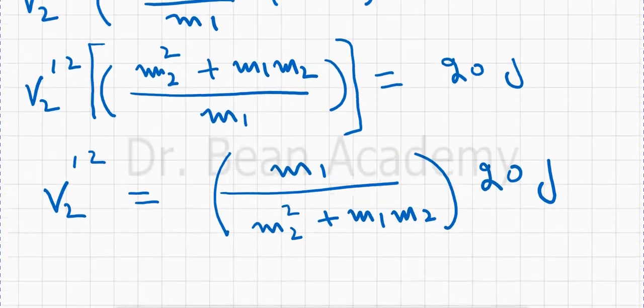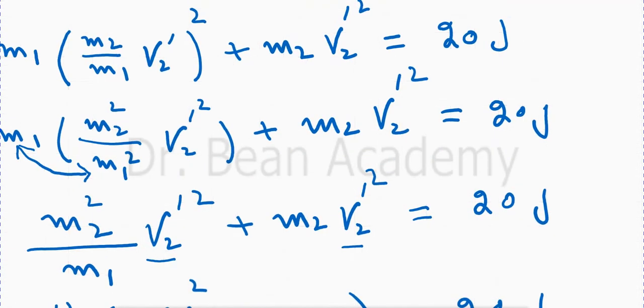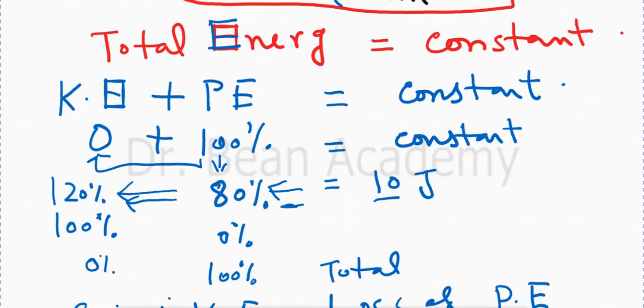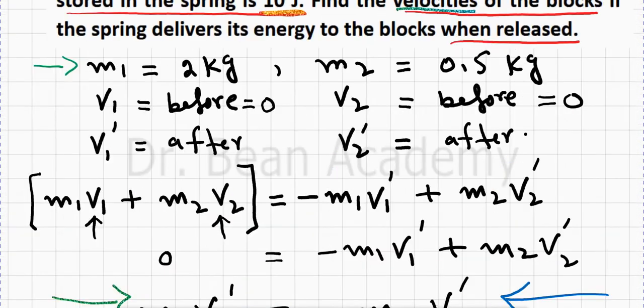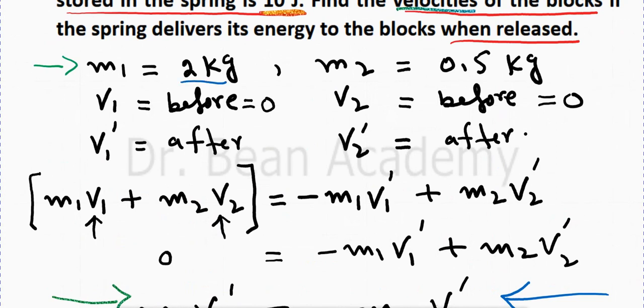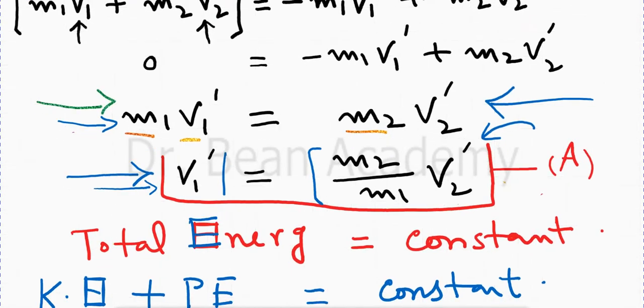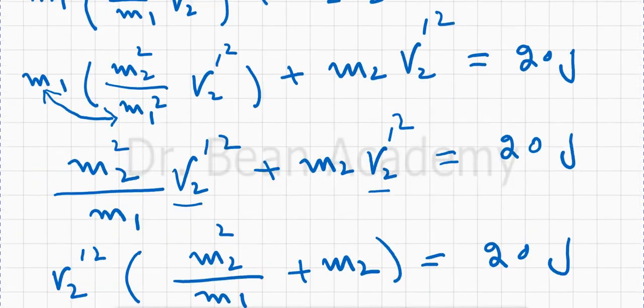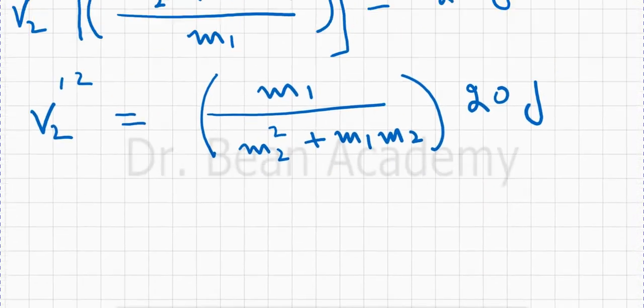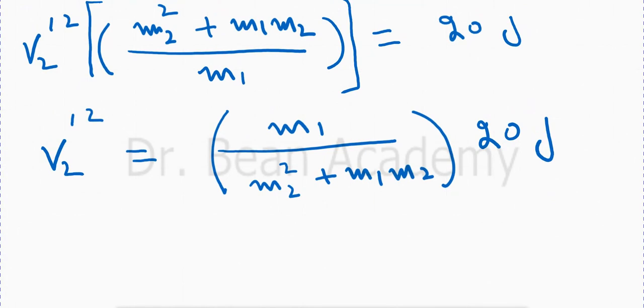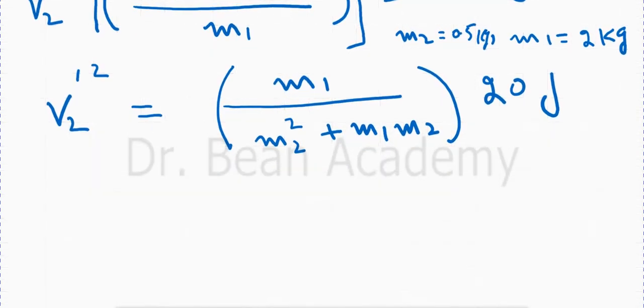and I need to insert the values for m1 and m2. So let's find the values. What is m1 and m2? So I will go to my data, and okay, so m1 is 2 kg and m2 is 0.5 kg. So let's plug in these values to get the exact value of v2 prime. Let me write the values here. m1 is 2 kg and m2 is 0.5 kg, just in case I won't forget the values.